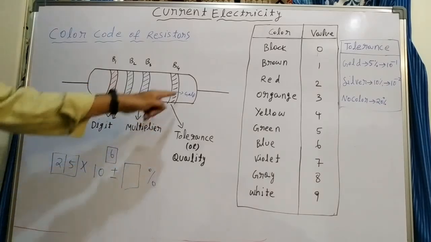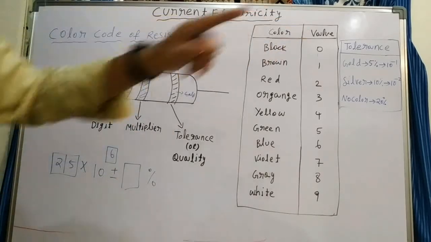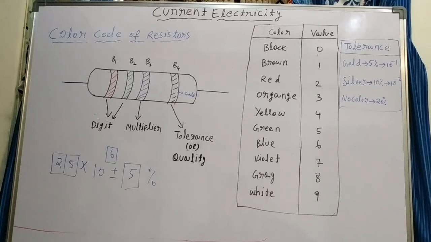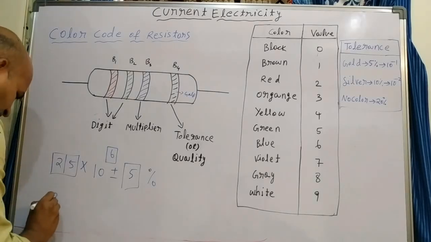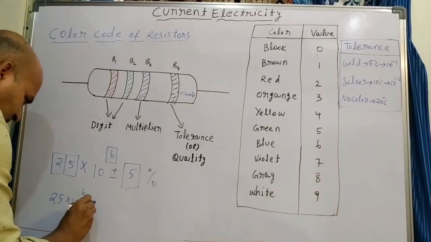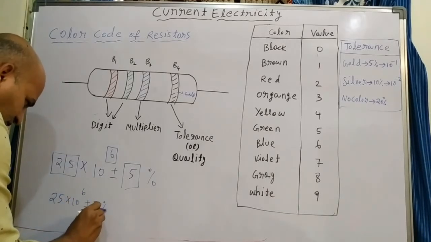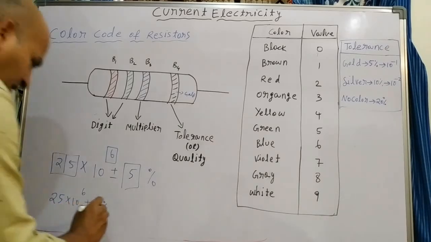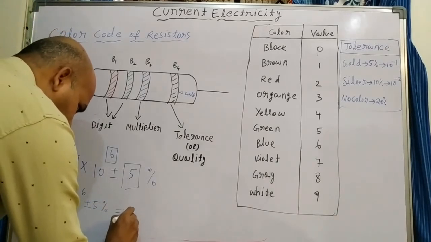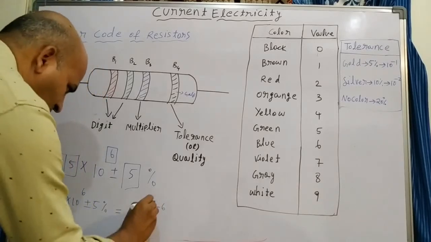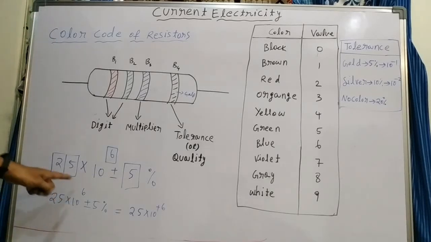And the fourth band, if it is gold, gold means plus or minus 5%. So you can write here 5%. This total value is 25 into 10 power 6 plus or minus 5%. Otherwise, we can write this value like this also: 25 into 10 power 6, plus or minus 5% of this total. How to calculate 5% of this total?